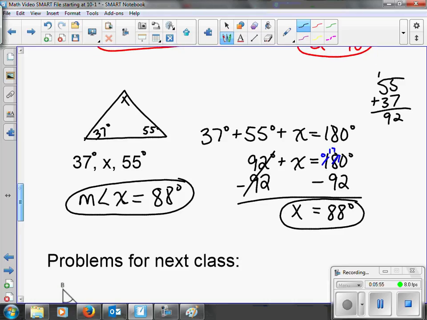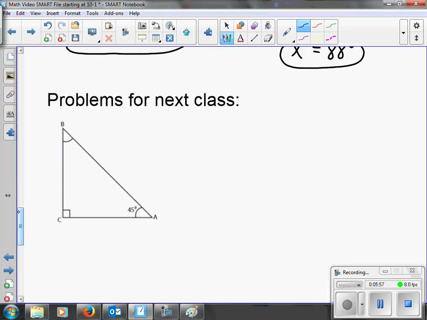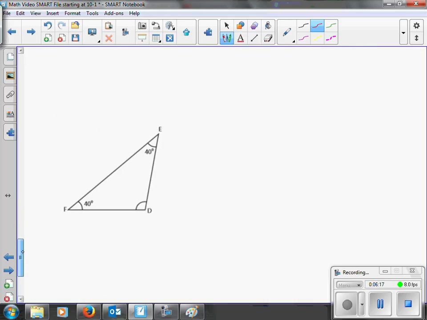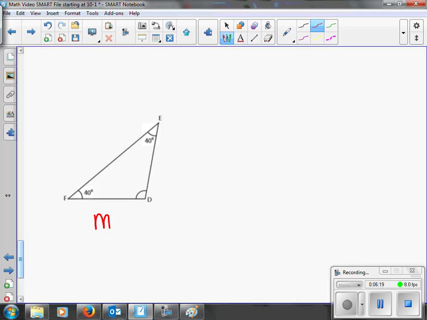Problems for next class. Yeah, this is a short video. So I give you one triangle here. Pay attention. You know this measurement here. You know what this box means. So you can do these problems. Do them before class. You're looking for the measurement of angle B right here. This one here, you are looking for the measurement of angle D.